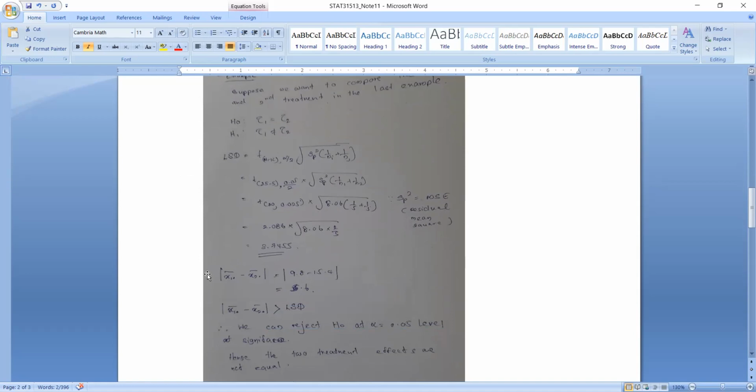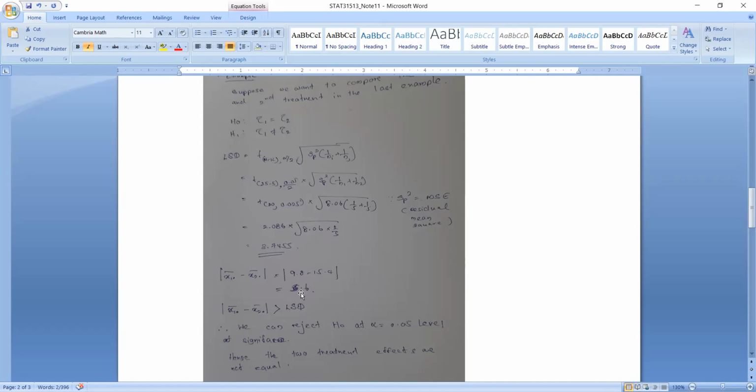And then when you take the treatment mean of the first treatment and the second treatment, and take the difference, that is 9.8 minus 15.4. When you take the absolute value, that is equal to 5.6. So when you compare this difference between the two treatment means with this calculated value, you can see the difference is larger than this LSD value. So you can reject H naught at 0.05 level of significance. The conclusion is the two treatment effects are not equal.